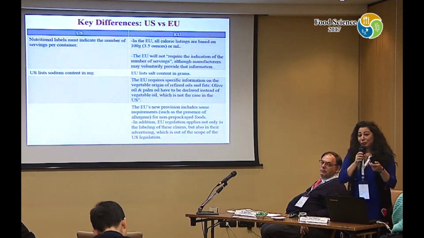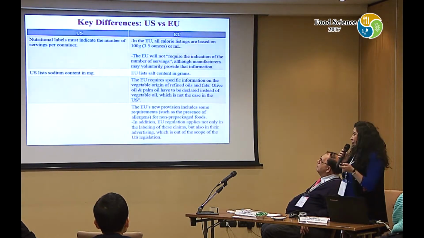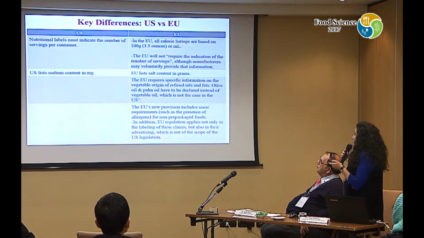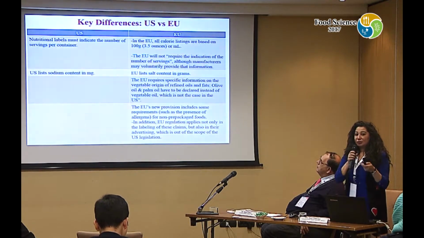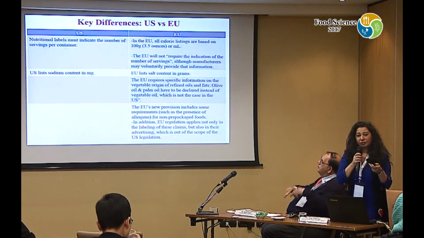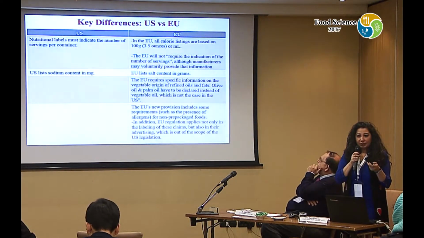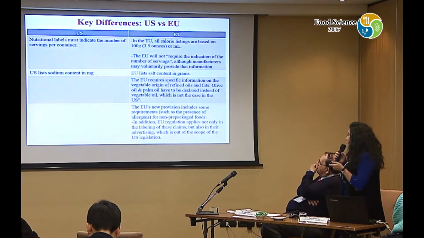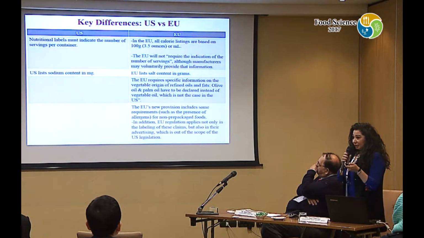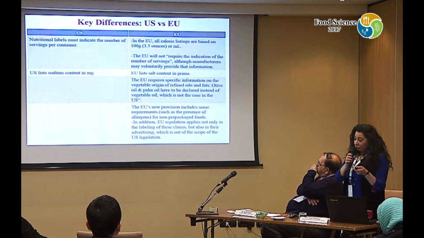Key differences between the States and the EU. First, nutrition labels must indicate the number of servings per container. So how many slices of toast do we have in one serving, according to the States? Whereas in the EU, it depends on the food or beverage, 100 milliliters, 100 grams, and of course, here we have the calories listing. The sodium content in milligrams in the States, the salt content in grams in the EU.